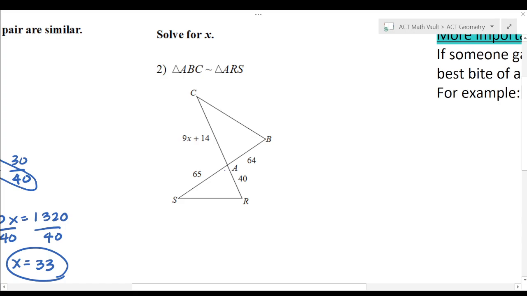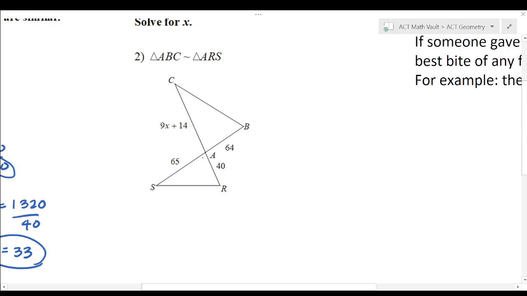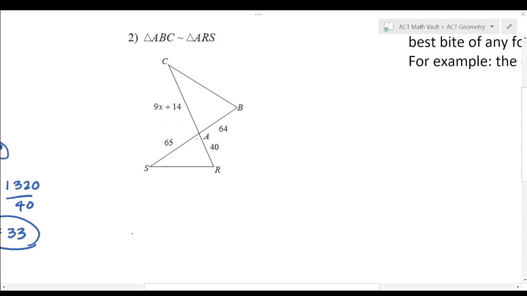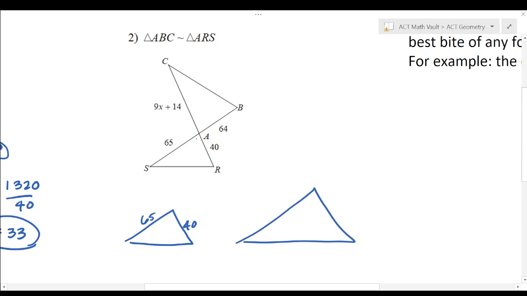So let's move on to the next one. We have two triangles, and this one's a little bit harder because you can't really tell which segments line up with which for the proportion until I think you draw those diagrams again. So we have the smaller 65, 40, we have the larger, and this is where people start to go wrong. So we have to be really careful.